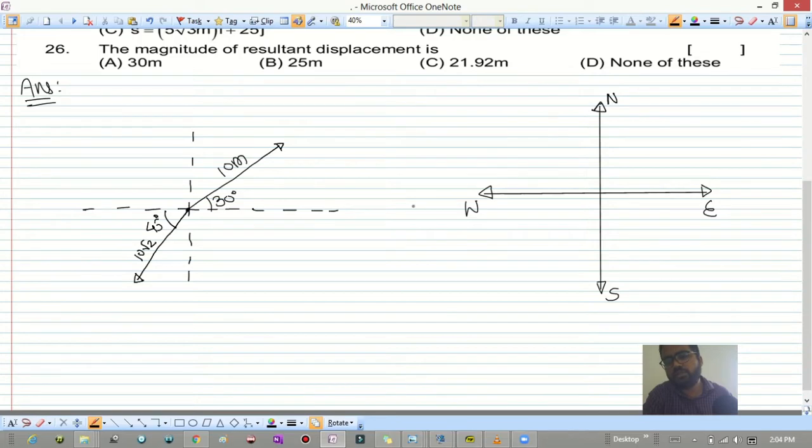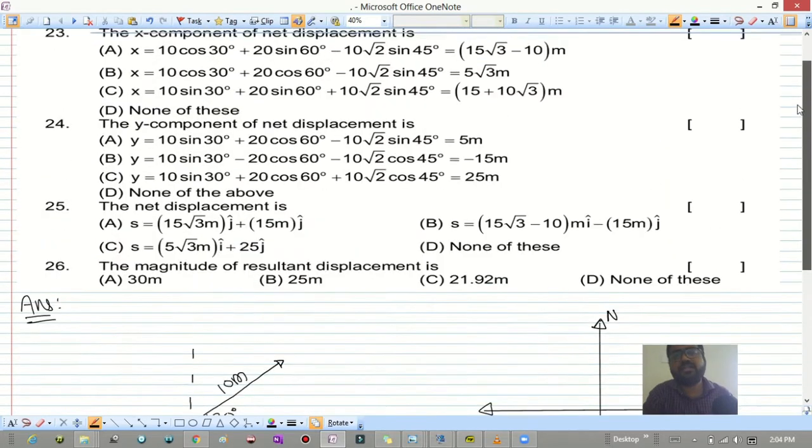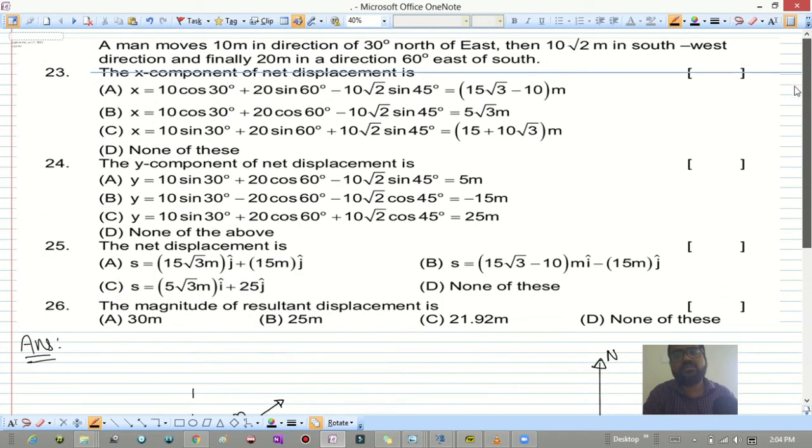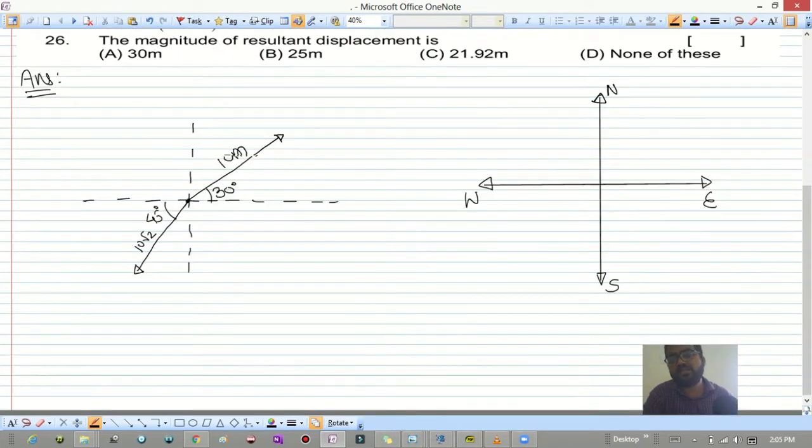10 root 2. Okay, after that it is saying finally 20 meter in a direction 60 degree east of south. So east of south, from south towards east 60 degree given. East of south indicates from south towards east 20 meter. Okay, now we have to calculate what is the x component.